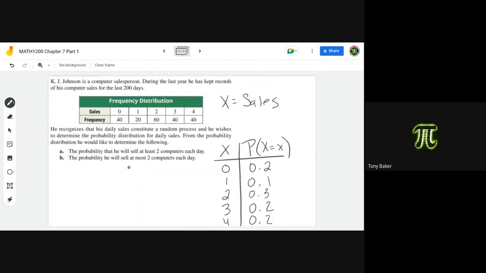All right. What's the probability that he'll sell at least 2 computers each day? So at least 2 would be 2, 3, 4, right? So that'd be 0.7. At most 2 per day. That'd be 0, 1, and 2. So that'd be 0.6. Okay. So just adding the probabilities. Yeah, the way the questions were, that's all they wanted you to do for that one.